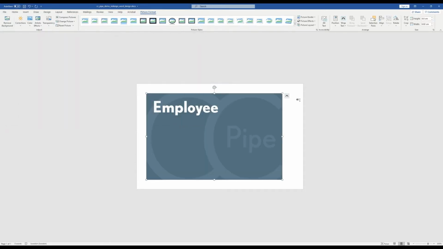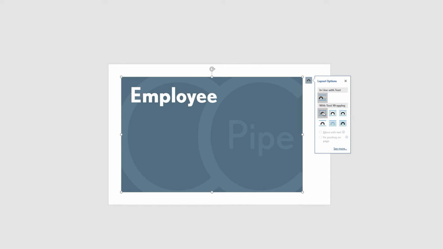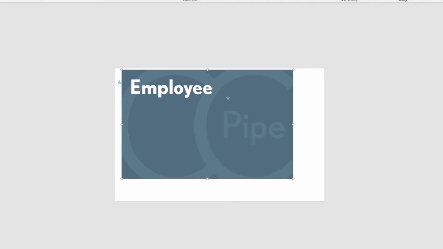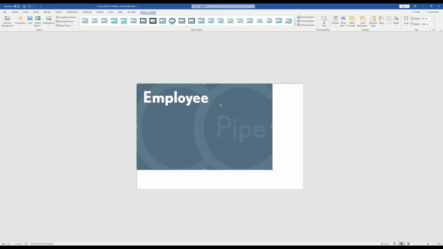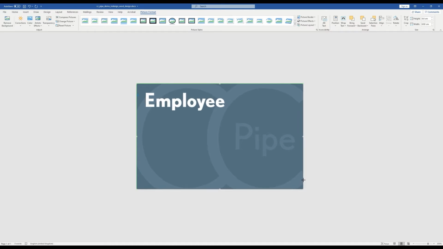Now we need to adjust the layout options here. This is to move it freely. We choose Behind Text, and this is just one of those little quirks about using Word. It isn't really meant for design. And then just scale it to fit the page.